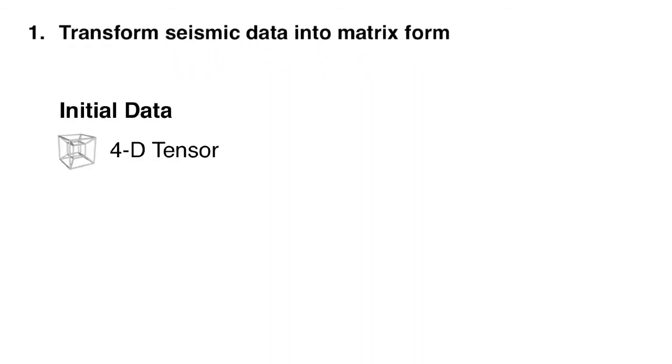Seismic data is naturally high-dimensional since the data is indexed by the x and y coordinates of the source and receiver associated with each measurement. This seismic data's natural representation is as a four-dimensional tensor. However, using a simple transformation, we represent the seismic data as a matrix.